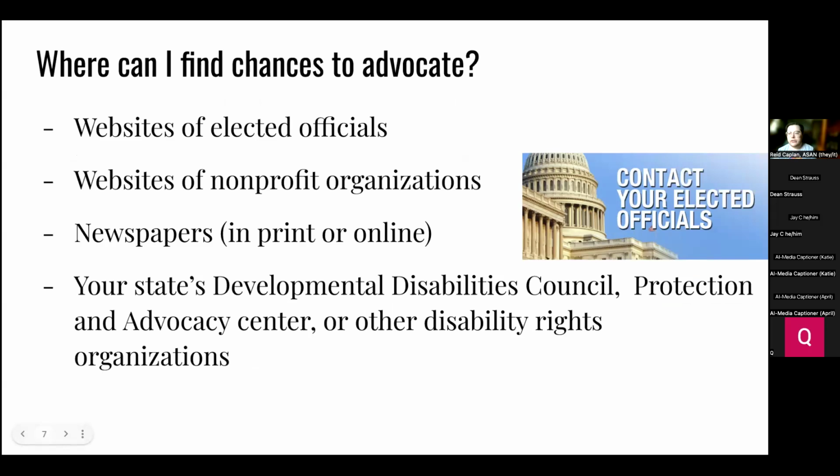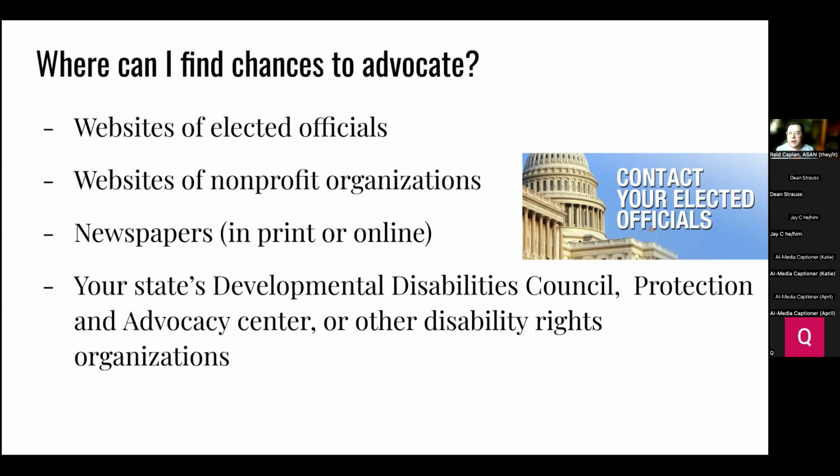So finding chances to advocate, there's a lot of different places that you can look. You can look at websites of elected officials, so going directly to the websites of your congresspeople, and you can find out how to contact them. You can also look at websites of nonprofit organizations. So if any of you have looked at the ASAN website recently, which I'm assuming you either looked at that or our emails because you've signed up for this webinar, we will often post about chances to advocate.